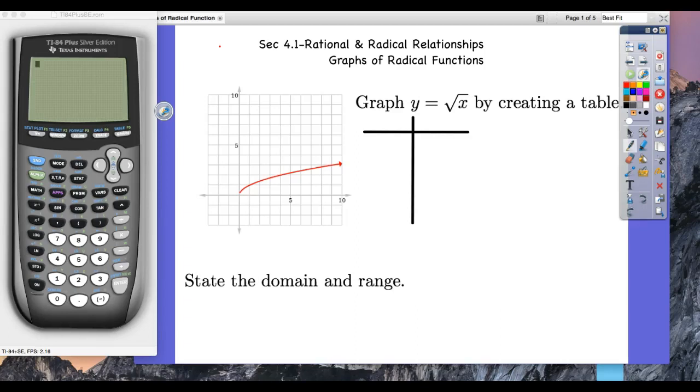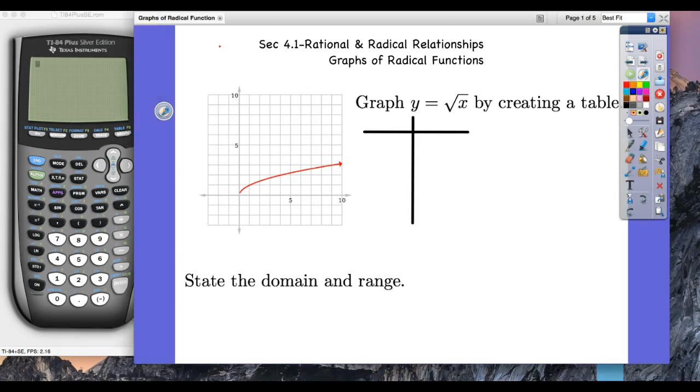In this unit we're talking rational and radical relationships, and we're going to be graphing radical functions today. So I'm going to break this down into two videos for you. Okay, so we're going to graph the equation y equals the square root of x by creating a table. I've actually already shown the graph right here, and this is what we call the parent function.